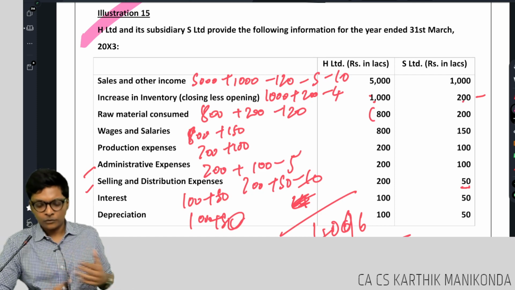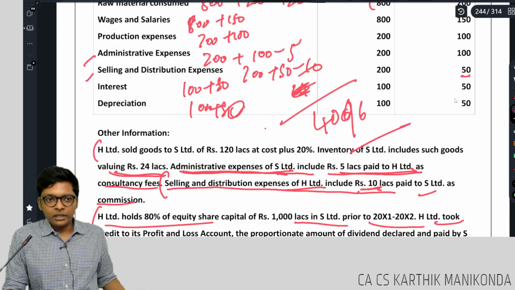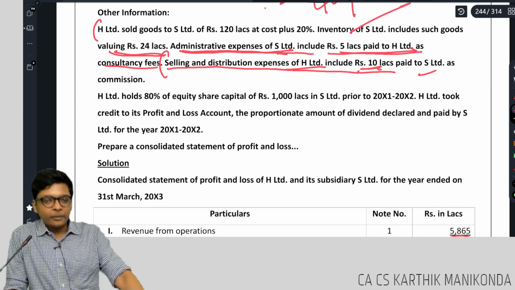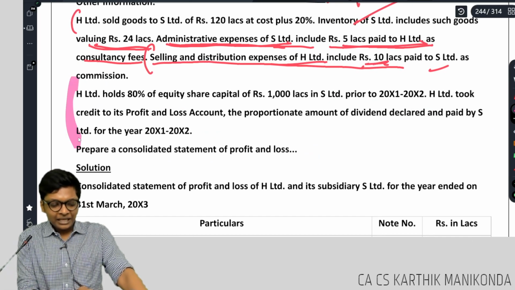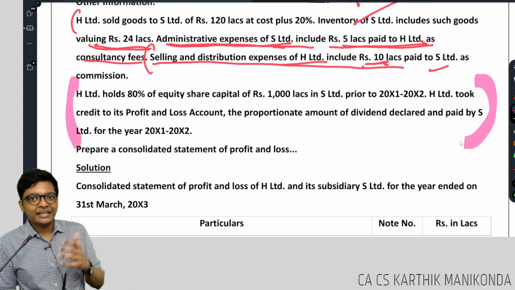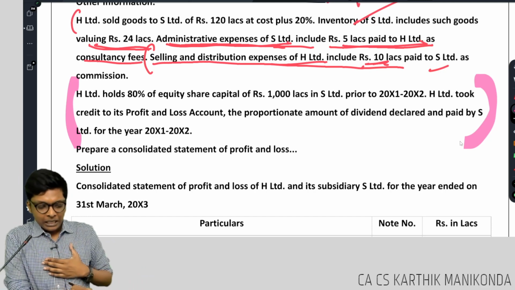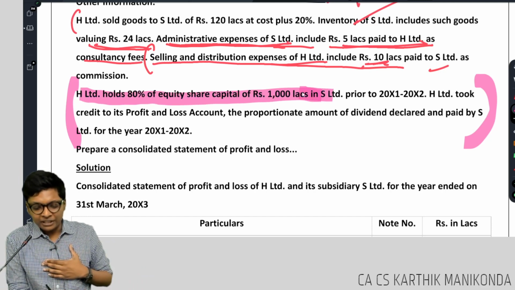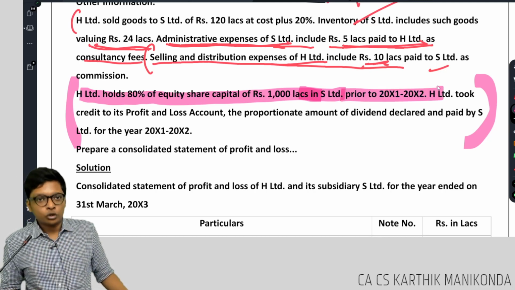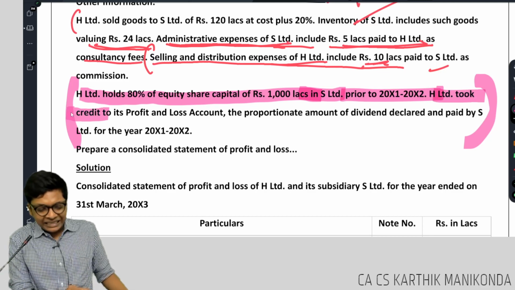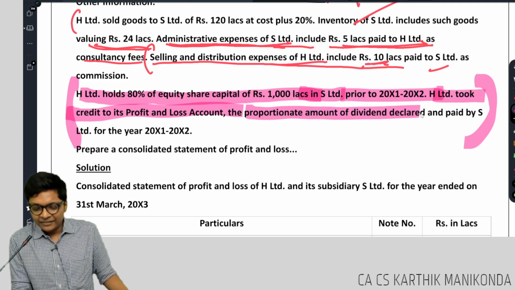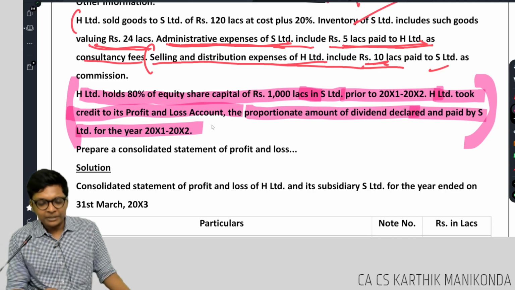Okay. Now, the sum is over, but we have not considered this adjustment of dividend. I don't know if you remember, this last paragraph, we ignored it altogether, correct? And we still got the answer. Can someone tell me why? H Limited holds 80% equity shares of 1000 in S Limited prior to 21-22. H Limited took credit to its profit and loss account the proportionate amount of dividend declared and paid by S Limited for the year.